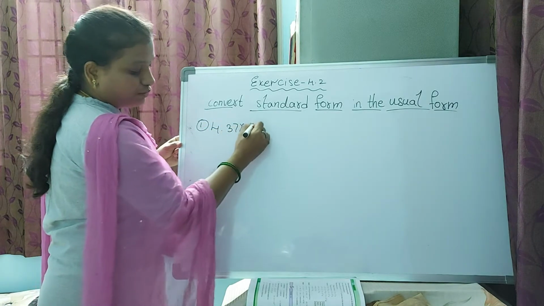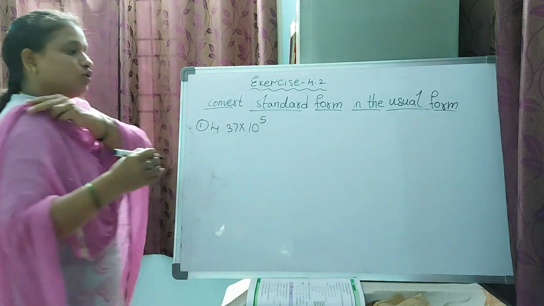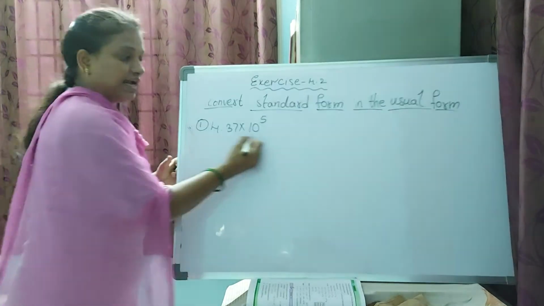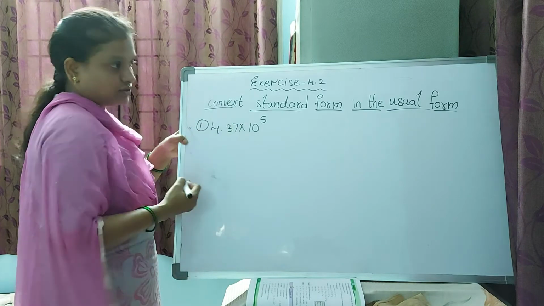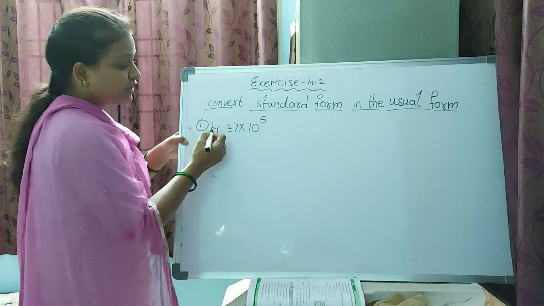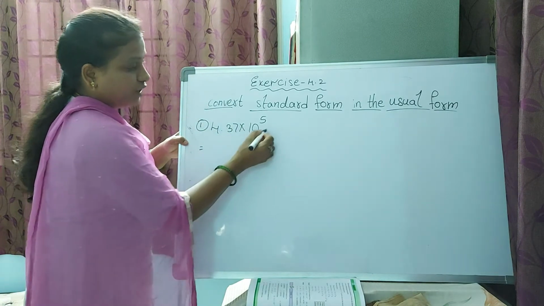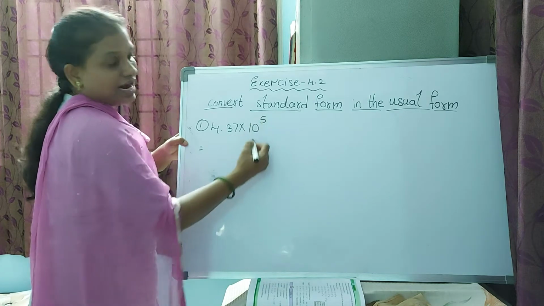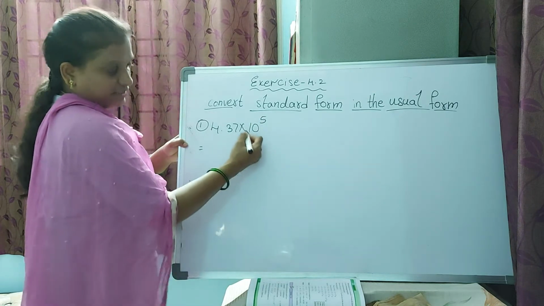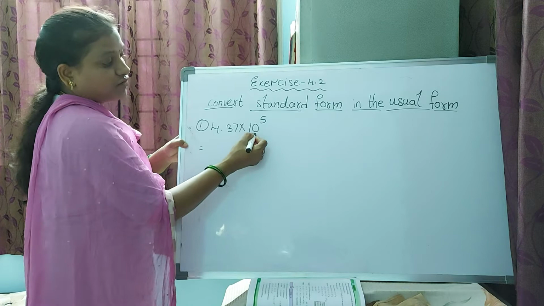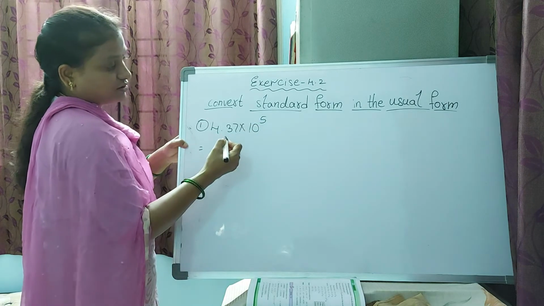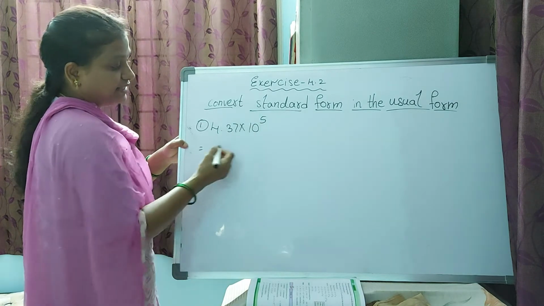4.37 into 10 to the power of 5. See how to convert. This is the standard form. We have to convert into usual form. Usual form means how? First you have to remove this 10 to the power of 5 and write it in the expanded form, that is what is that one? 10 thousands. 5 zeros means 1 lakh, sorry.